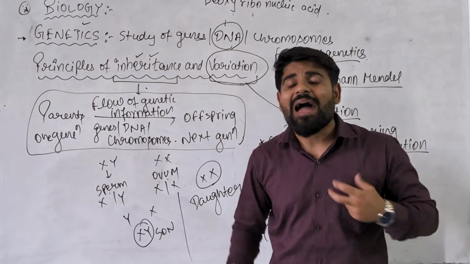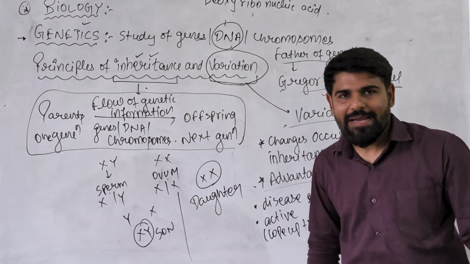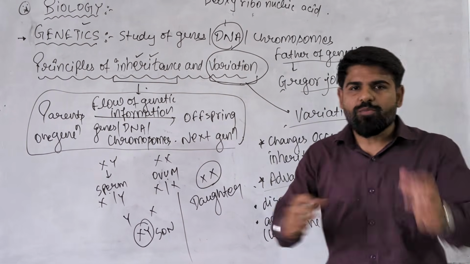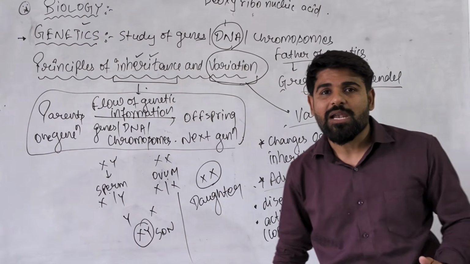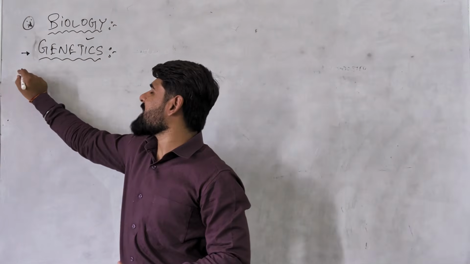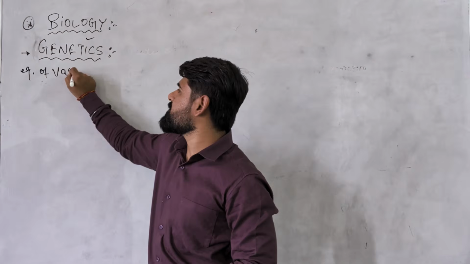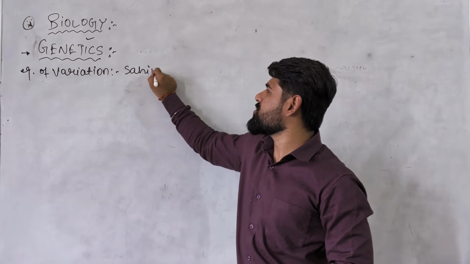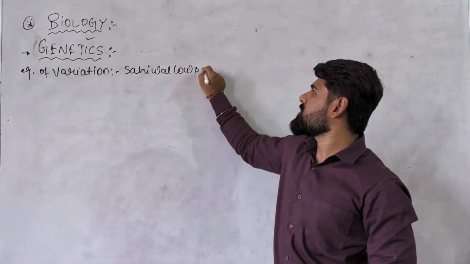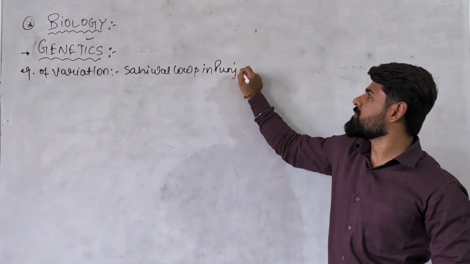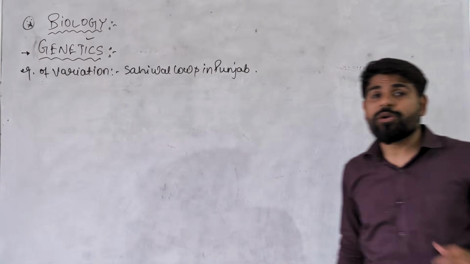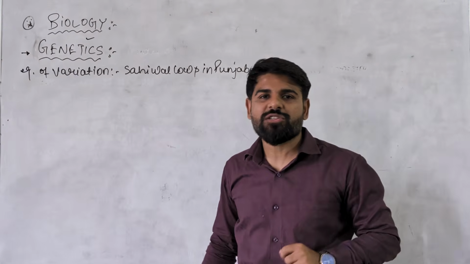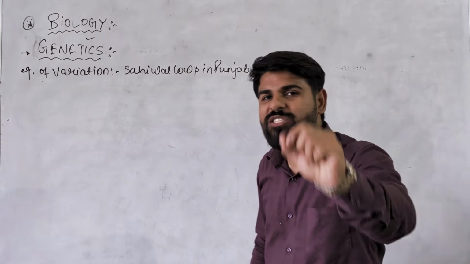Humans have exploited animals a lot. We isolate genes, chromosomes, DNA from any animal, make new products, and insert different genes into them, which is some kind of exploitation. One such example of variation is Sahiwal cows in Punjab. These are the cows which were produced using varied genes. You must know this example.